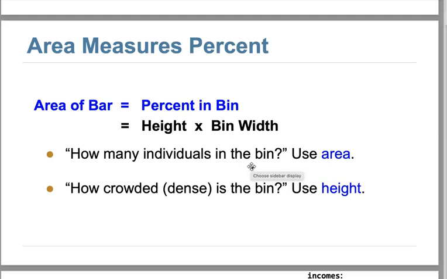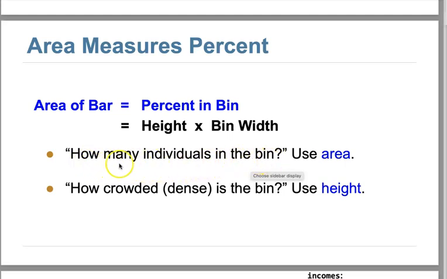Remember, for the histogram, area is important. The area of a bar shows the total percent in that bin. The bin area is the height times the bin width. Sometimes your bin widths are not the same, so that's why the height will change. The most important thing is to be careful what the area means, what the height means, and what the bin width means. The bin width is the interval for each group.